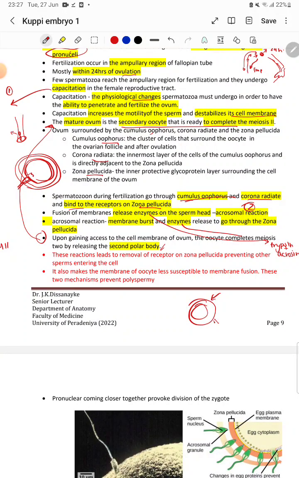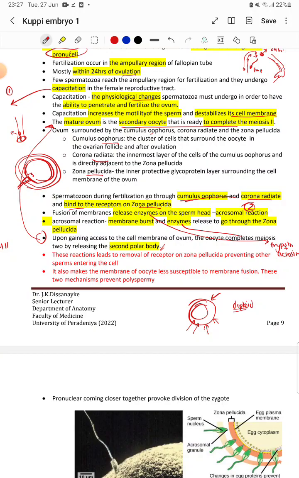So polyspermy is the action of many sperms entering and trying to fuse with the nucleus, which will give you a completely disastrous ending. It's not going to have a zygote anymore. It's no longer going to be diploid. So there's going to be a lot of structural abnormalities and genetic problems, which you can see in the other notes.